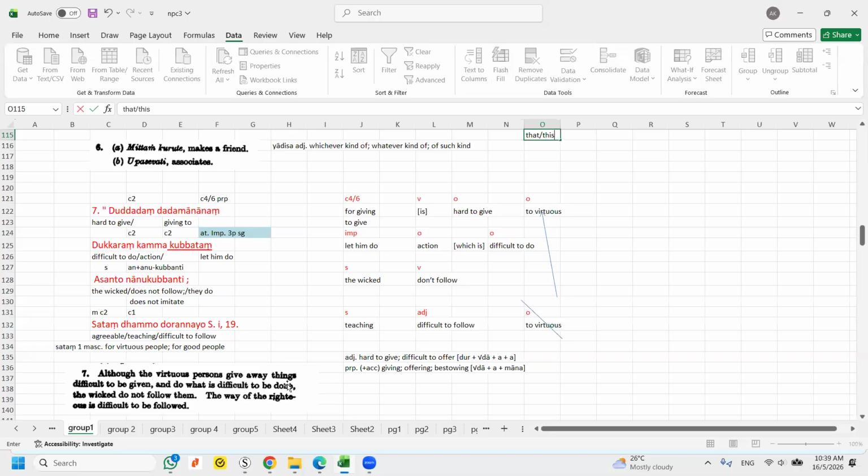Now go back to here. Imperative. So you see my imperative, I say let him do lah. This is how: let him do, or you may do.